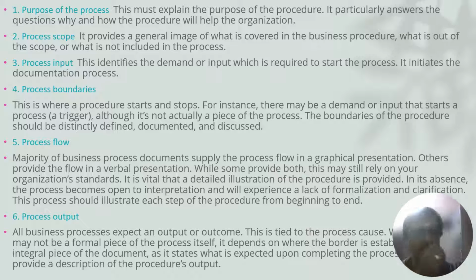So process boundaries. This is where a procedure starts and stops, right? For example, there may be a demand or input that starts a process, a trigger, although it's not actually a piece of the process. The boundaries of the procedure should be distinctly defined, documented, and discussed, right? So we need to know the north, east, west, and south of the particular activity. So it should have a boundary, right? Then process flow.